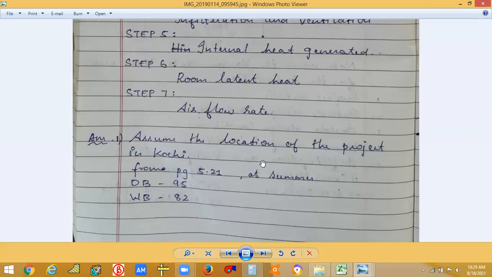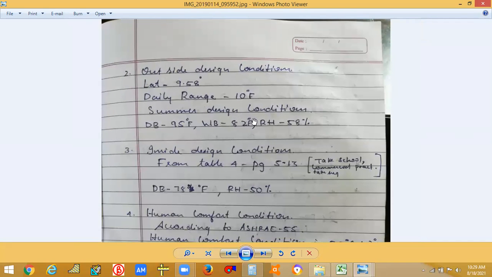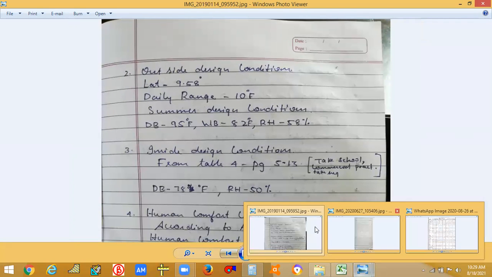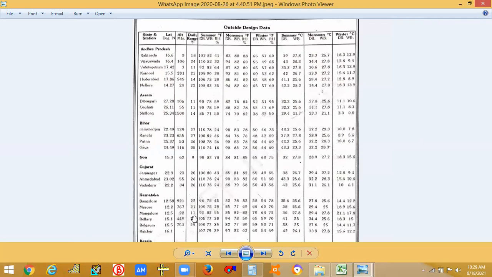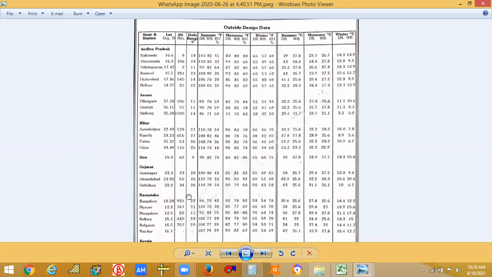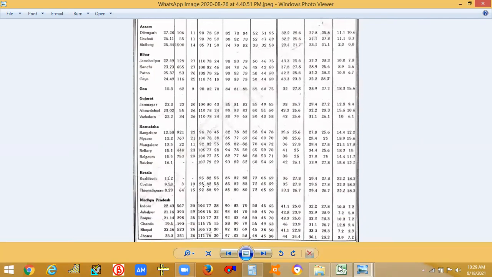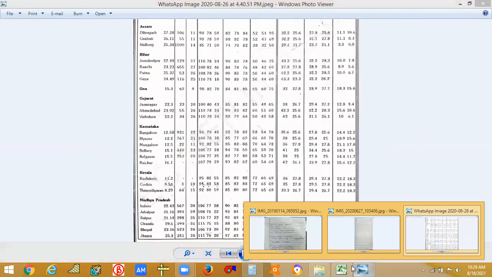Okay, so what is our next point? First was project details. Next one is outside design condition, from the same tabular column. What is the outside design condition? Daily range is 10. RH is 58. Latitude is 9.58. So we can write that also.